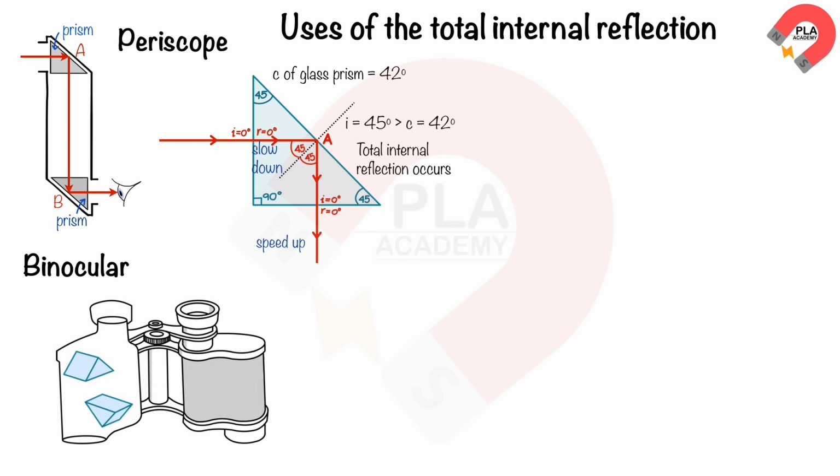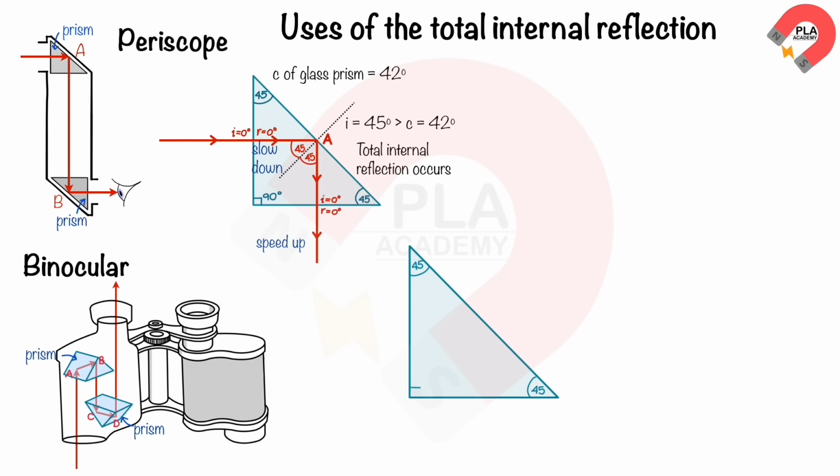A binocular consists of prisms, as shown. As the light ray travels through a binocular, total internal reflection occurs at points A, B, C and D. The prisms in this binocular are glass right-angle prisms of 45 degrees. As the light ray travels from air to glass at the angle of incidence of 0, the light slows down, but does not change direction.